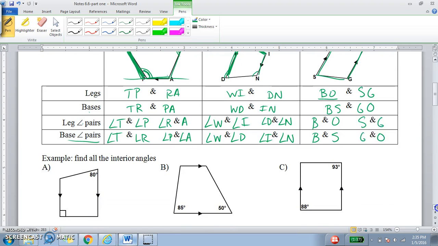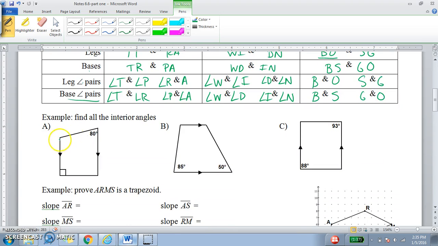Find all the interior angles of the trapezoid. So we have to find our leg angle pairs because we know that those are supplementary. So here are the parallel sides, which means this piece is a leg. So that means the leg angle pairs, so angles touching this leg, are supplementary. So if this one is 80, this one has to add up to 180 with this. So this one would have to be 100. So 180 adds up to 180. This is the other leg. So this angle, which is 90 degrees, has to add up to 180 with this angle. So 90 plus 90 is going to give me 180.